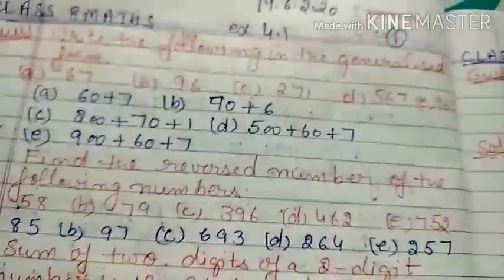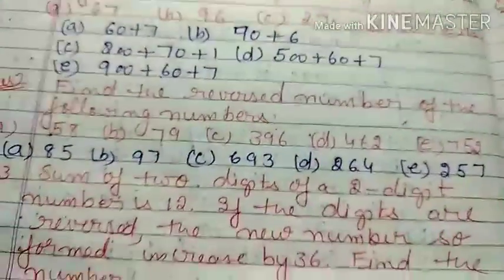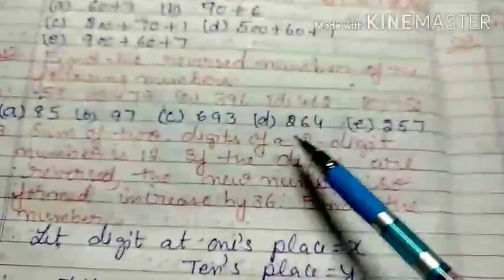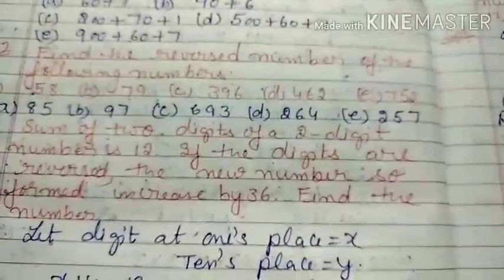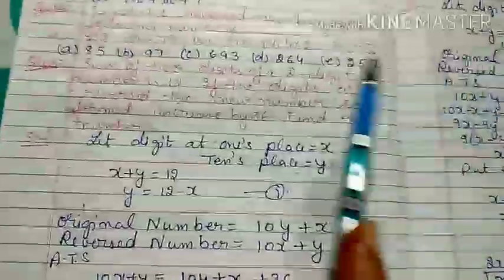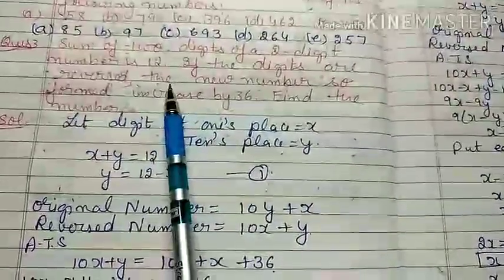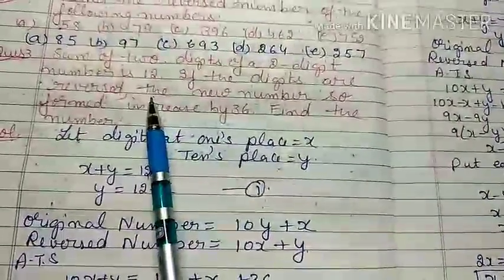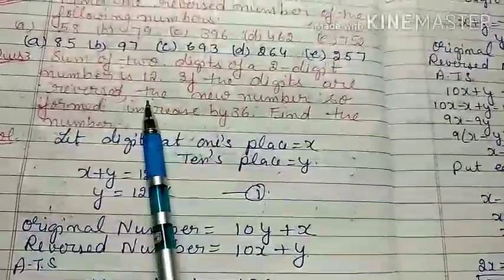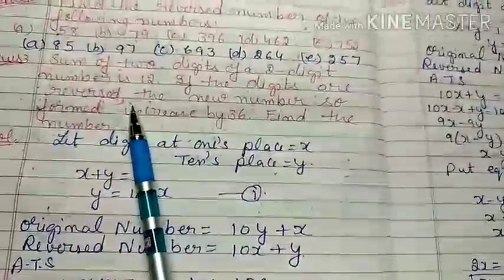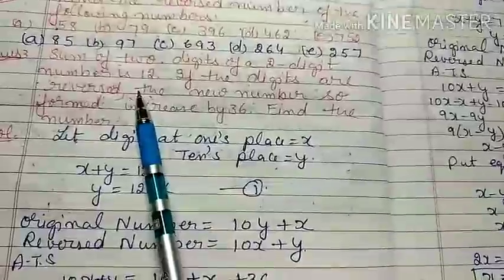You have some question, you just write in the expanded form. Then reverse number: you have a 2-digit number, 3-digit number, you have to write the reverse order. Next is, in your statement, the sum of the digits of a 2-digit number is 12. You have to find the 2-digit number, okay.